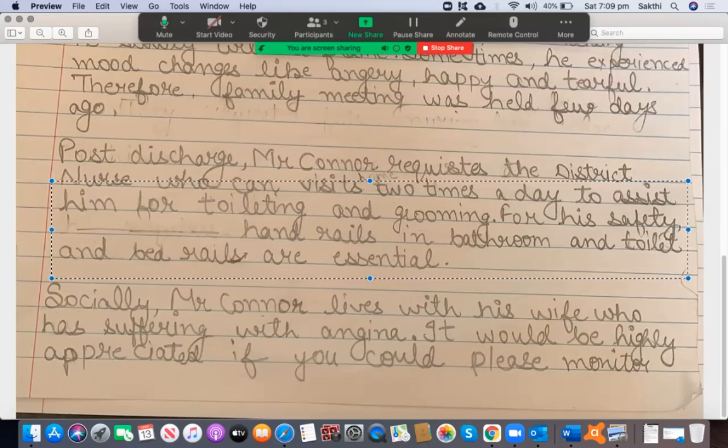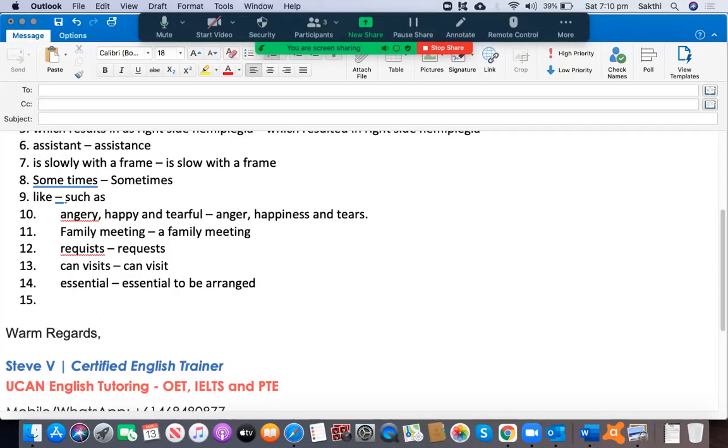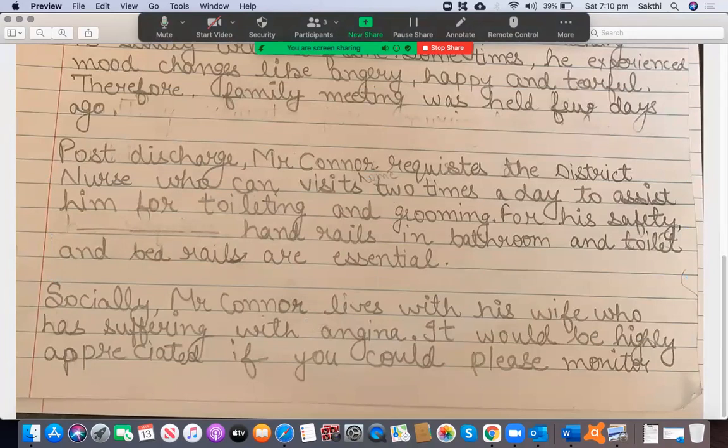So what you could have done: for his safety, handrails in bathroom and toilet and bed rails are essential, which need to be arranged, something like that. Essential to be arranged. So instead of that, are essential to be arranged. Otherwise, you can mention this one. For his safety, arranging handrails in bathroom and toilet and bed rails are essential. So arranging means she is going to do it. I mean, the addressee is going to arrange this. So that's fine. Okay.